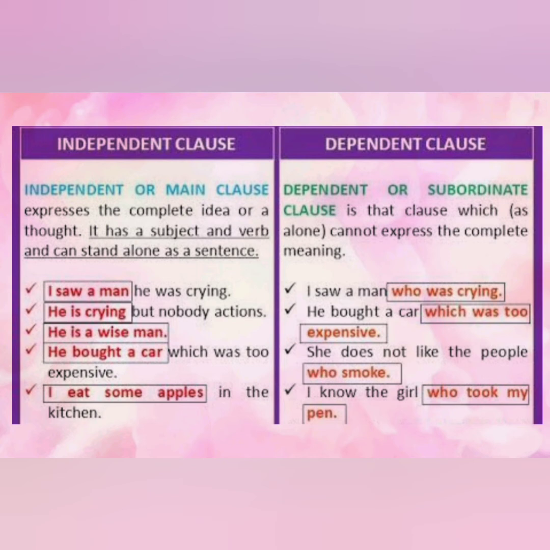He is a wise man. He bought a car. I eat some apples. All these lines, all these clauses carry a complete meaning in themselves. So that is called the independent clause because it has a complete idea. It expresses a complete thought. Full meaning is given here. So this is called the independent clause.